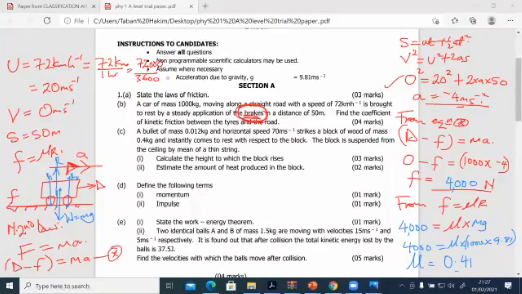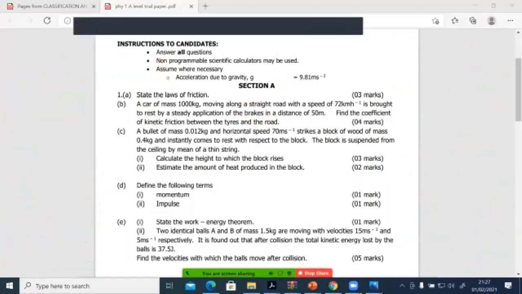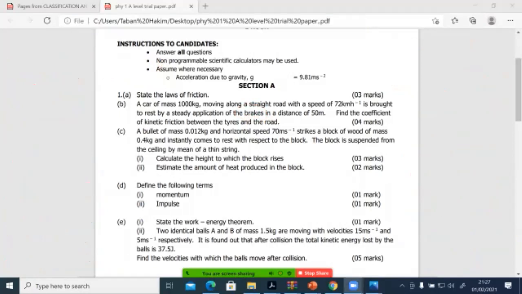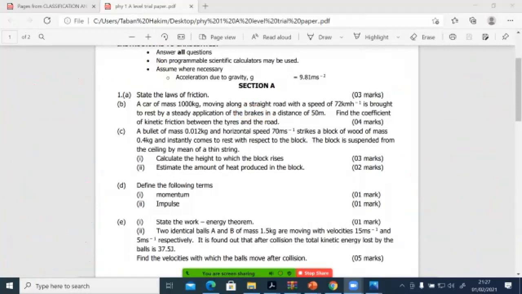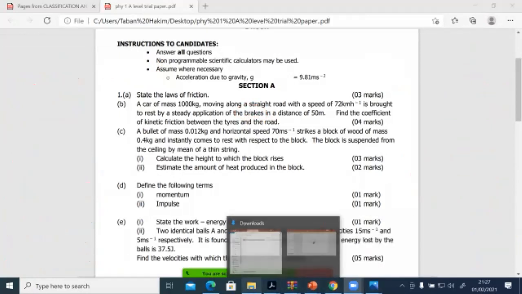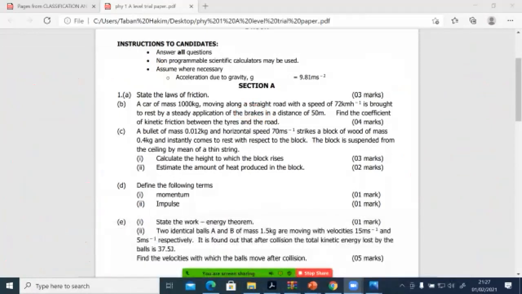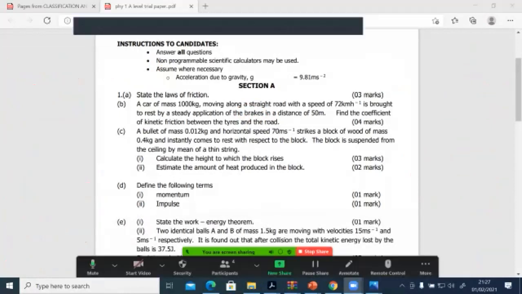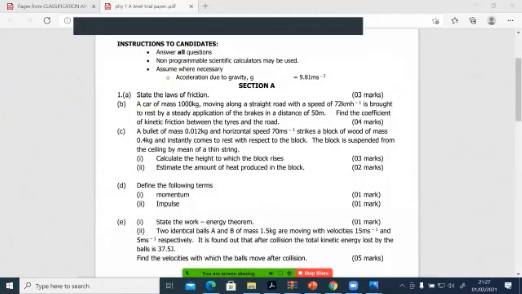Okay, so what do we do here? Can I rub off this working? Okay, so part C, we have that information there. This is about the ballistic pendulum. Remember that in the ballistic pendulum, the aim of that experiment is determining the velocity of the bullet.